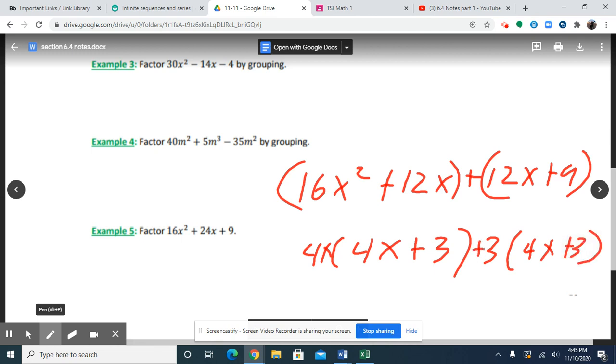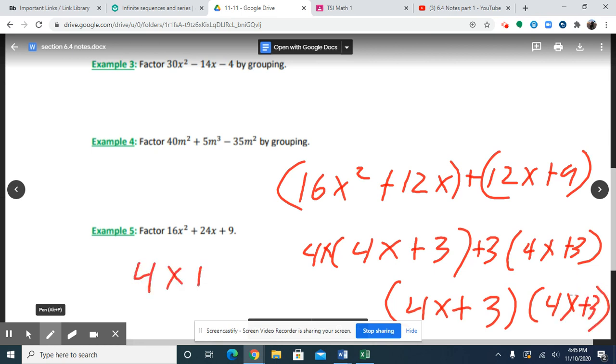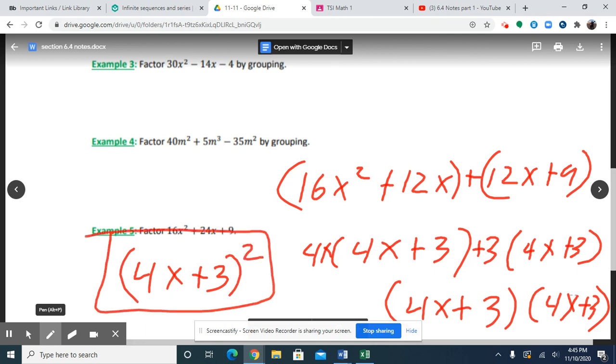So if we rewrite this, we would have 4x plus 3 and 4x plus 3. Now, since they're the same, we can rewrite this as 4x plus 3 squared.